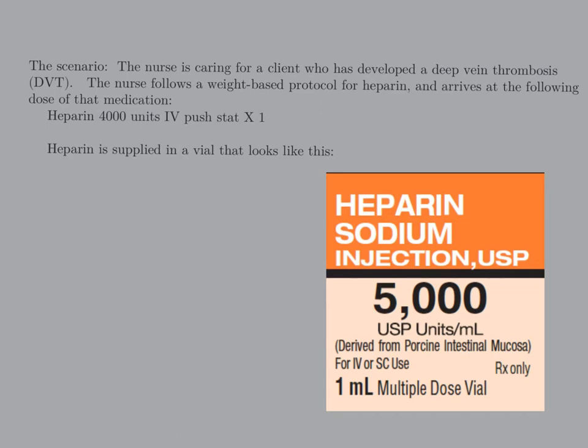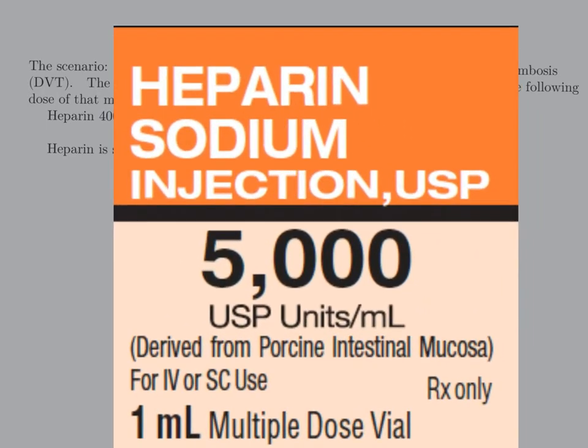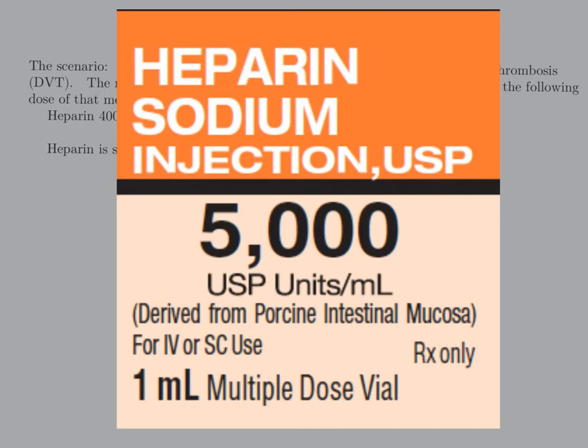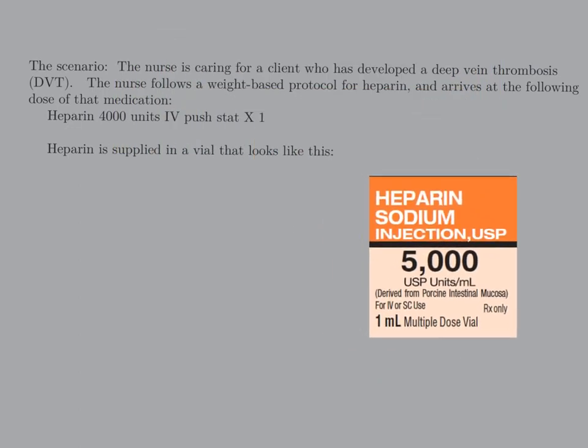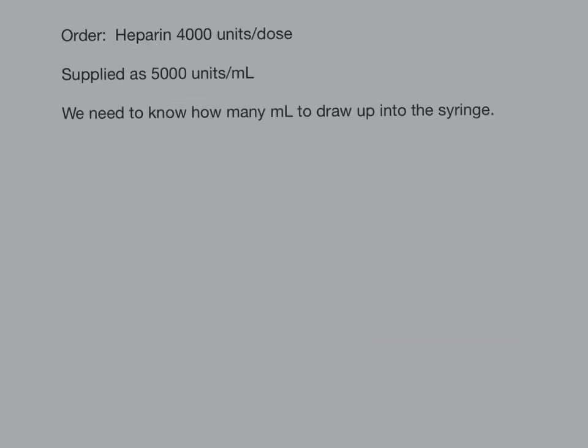Anyway, the nurse arrives at the following dose of that medication. She wants 4,000 units IV push, stat times 1. So she wants a 4,000 unit dose. And that heparin is supplied in a vial that looks like this. Take a look at it. 5,000 units per ml. Okay? Alright, so let's rewrite that. So there's our problem restated in a little bit simpler of a format. We need heparin 4,000 units for our one-time dose. It comes supplied as 5,000 units in a 1 ml vial. We need to know how many ml to draw up into that syringe.